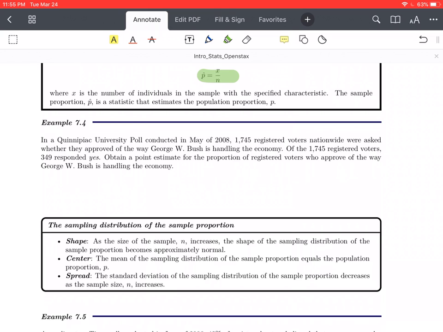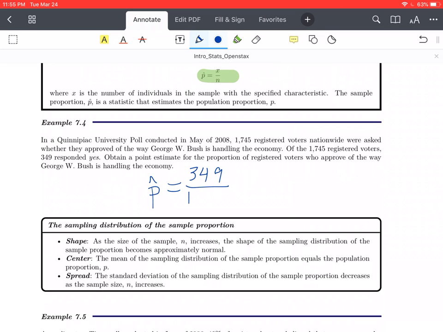Obtain a point estimate for the proportion of registered voters who approve of the way George W. Bush is handling the economy. So the point estimate would be our p hat value. So p hat equals the number of people who have the characteristic. In this case, that characteristic, quote unquote, is responding yes. That's the people that we're looking at. So there were 349 people who responded yes out of the 1,745 people in total in the survey.